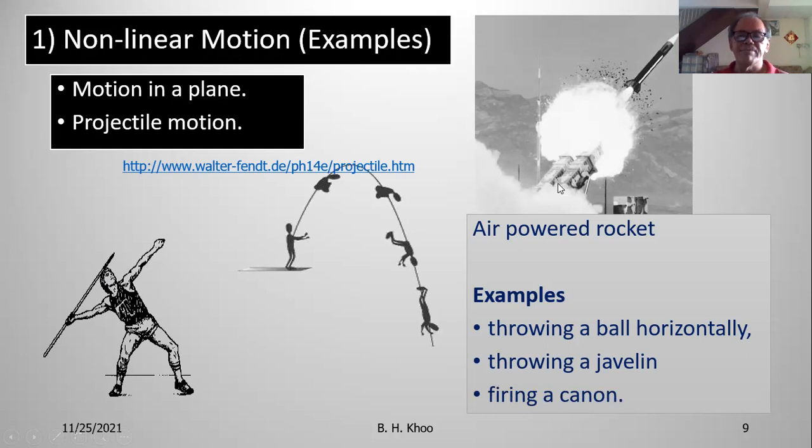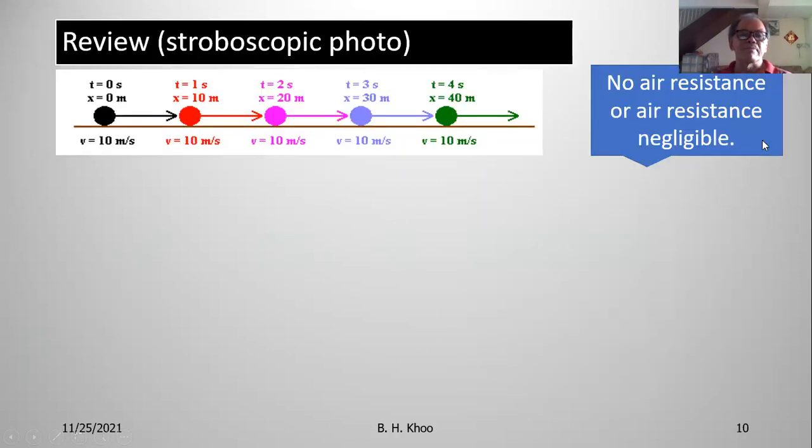Firing a cannon, this can be a cannon, or a person jumping on a springboard to the pool below. Right, let's just review. This is what I call stroboscopic photo. That means you do it in a dark room. You take the picture of the ball at probably 1 second interval. So your camera is going to be on for at least 4 seconds.